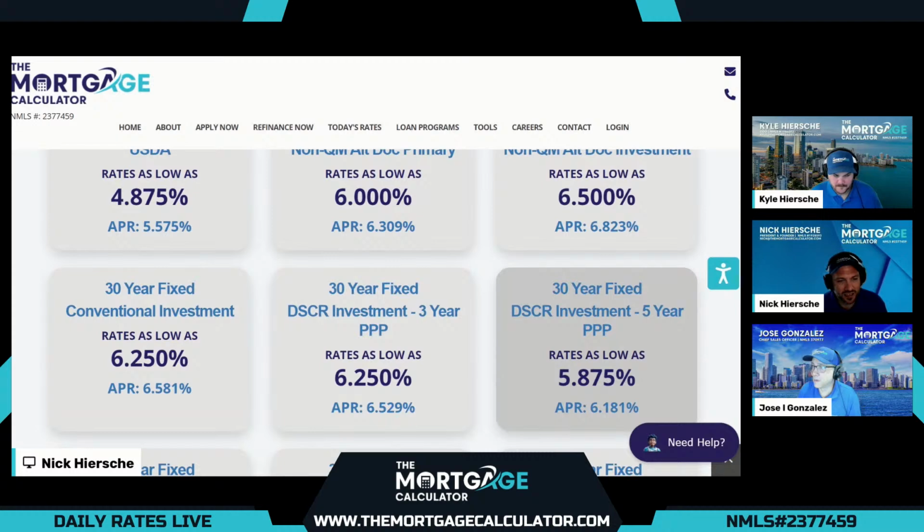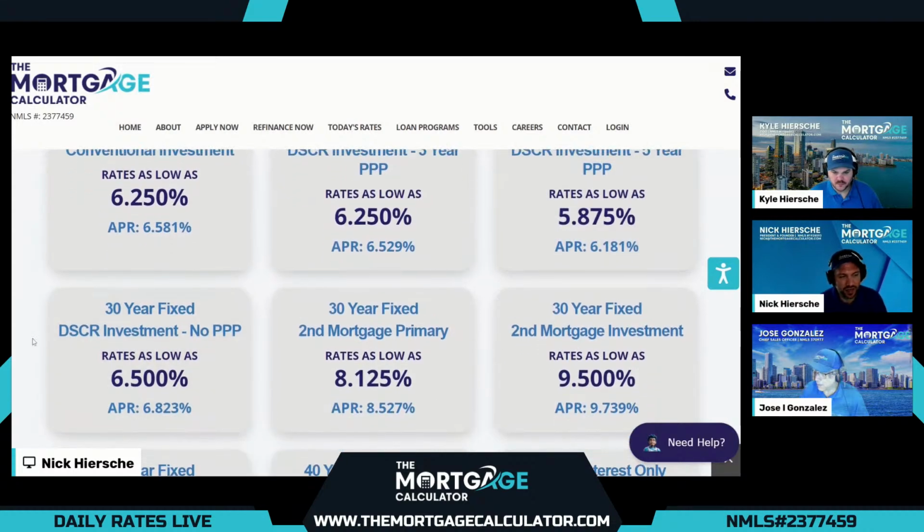And we can sweeten the deal with our 5-year prepayment penalty options. Rates come down to 5.875, absolutely smoking. Final APR 6.181, beating conventional by quite a bit there when we can add our 5-year prepay.